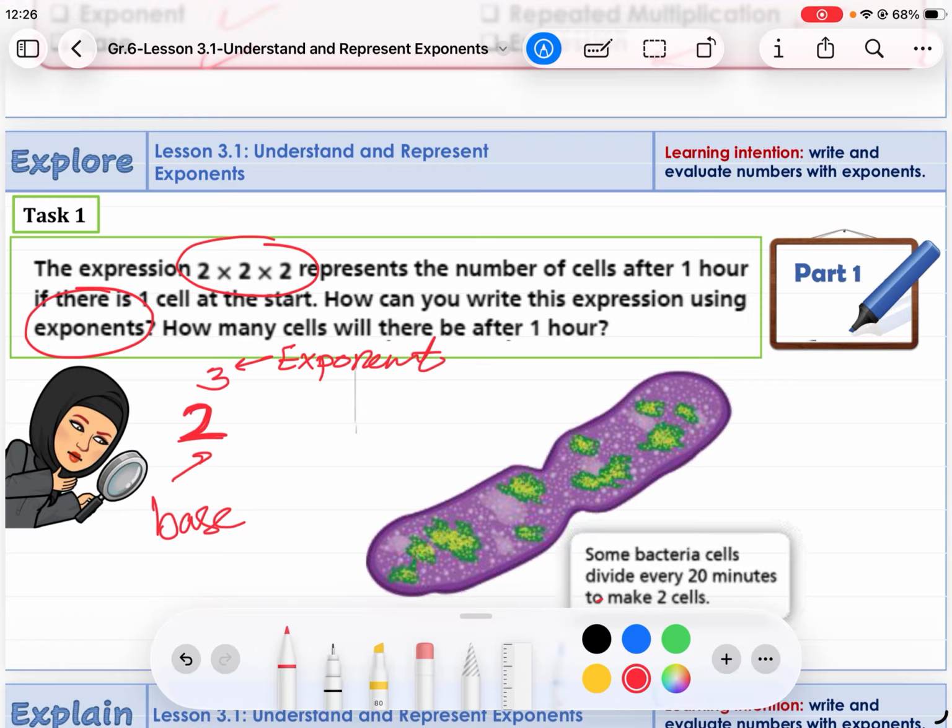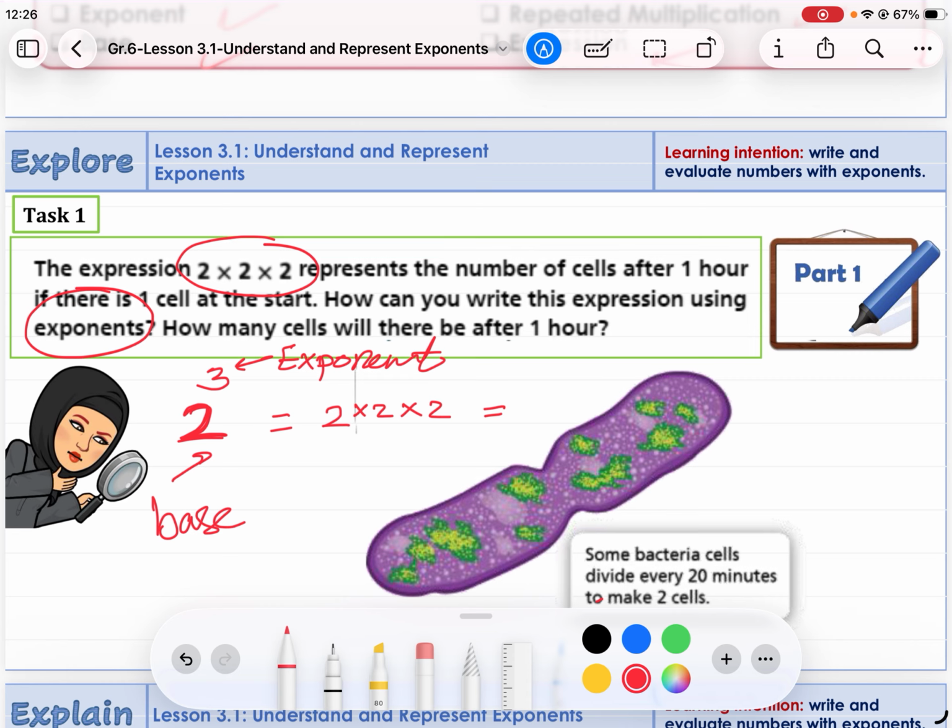Now, if you want to evaluate this exponential form, how are you going to do that? The number that is being multiplied by itself is 2, because it's at the base, it's down. So I can look at the exponent. The exponent will tell me how many times I need to multiply 2 by itself. That will be 3 times. So I'm going to multiply 2 times 2 times 2. And now I will evaluate.